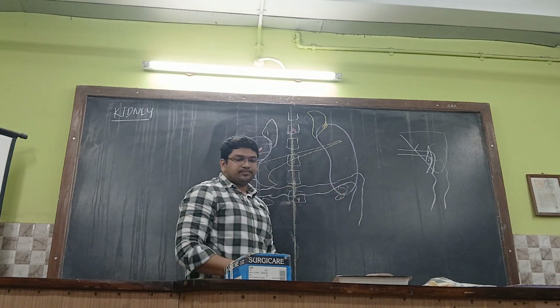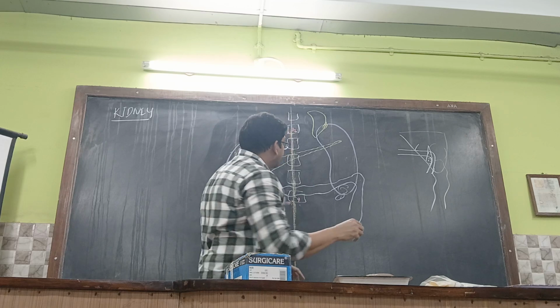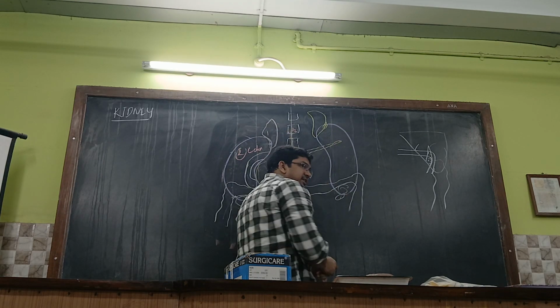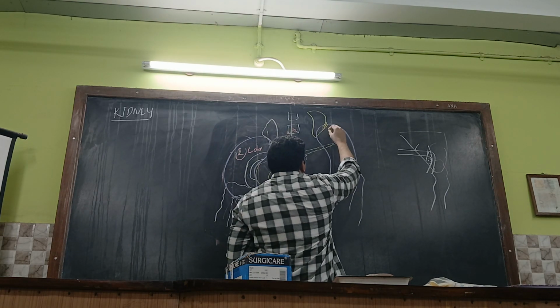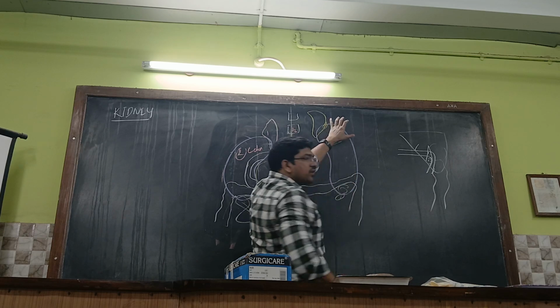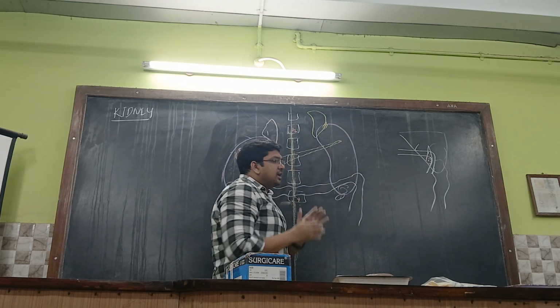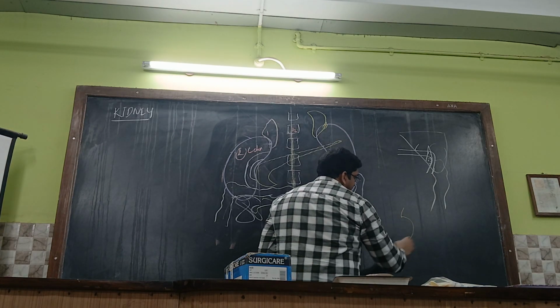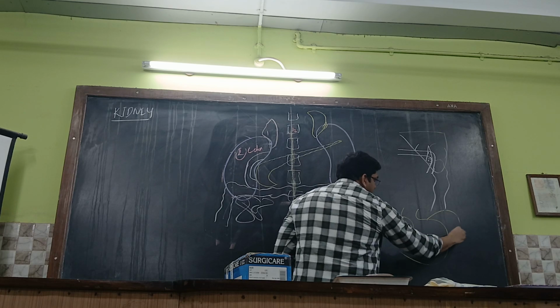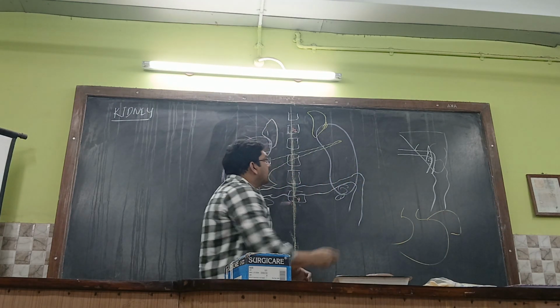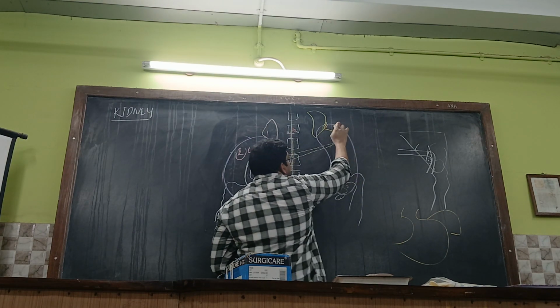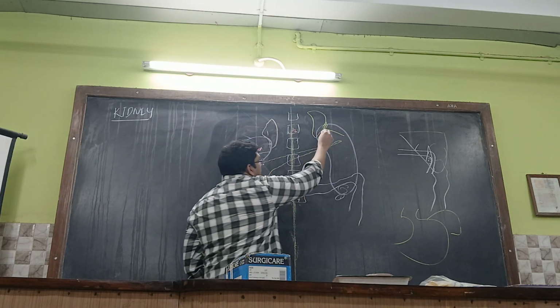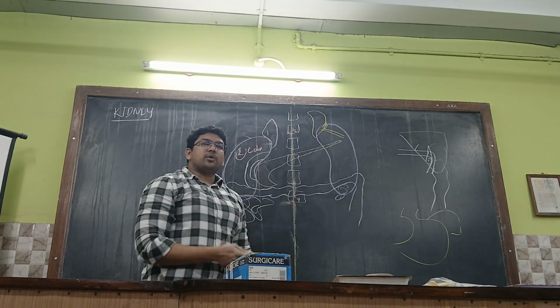Above that will be what? Gastric impression over here. So far we have seen the spleen and stomach. With respect to the stomach, the spleen is above and the stomach is below, isn't it? So here this part will be occupied by the spleen and the lower part will be occupied by the stomach obviously.